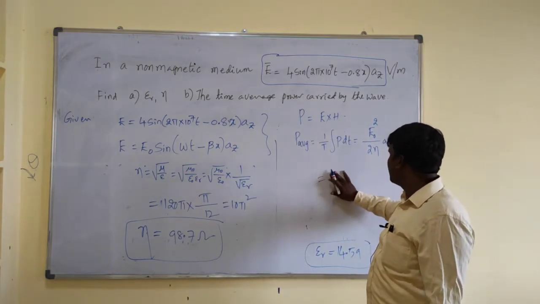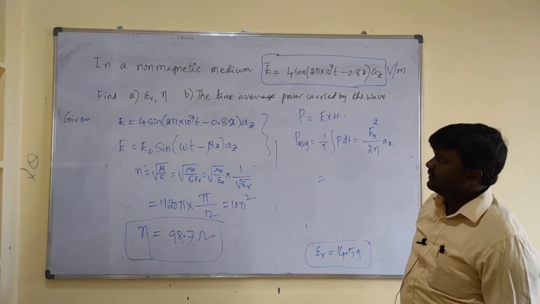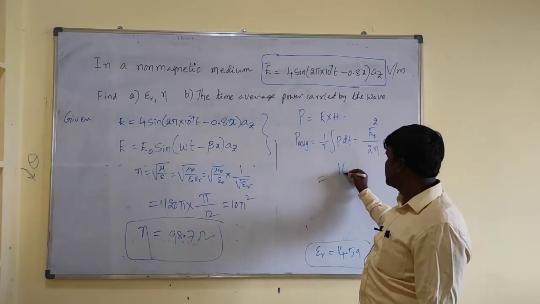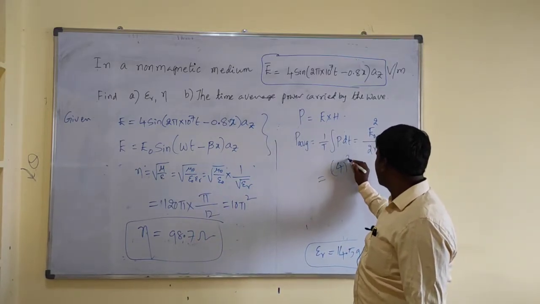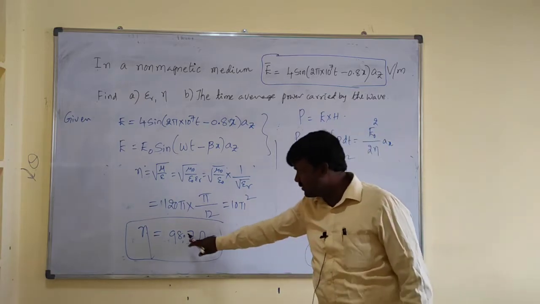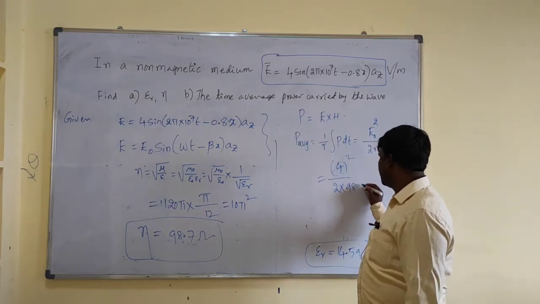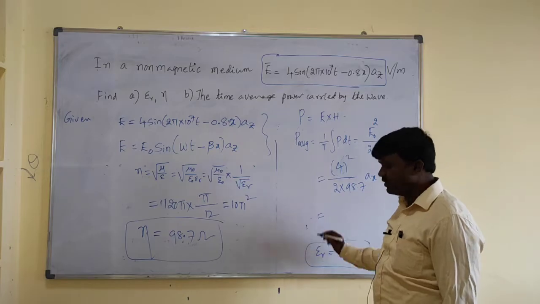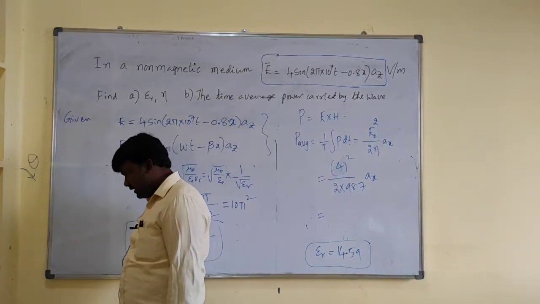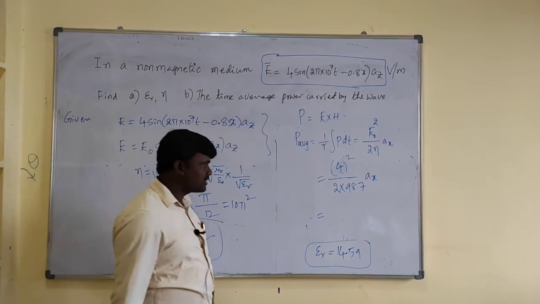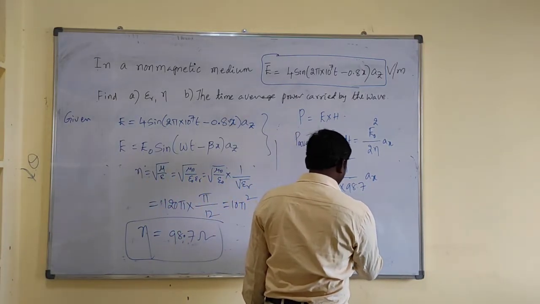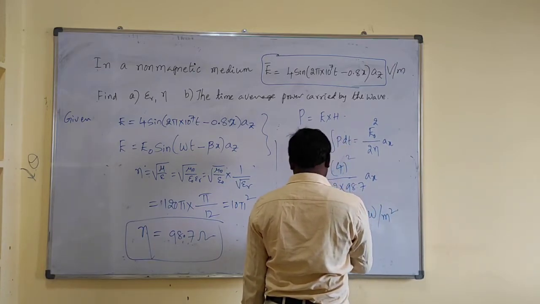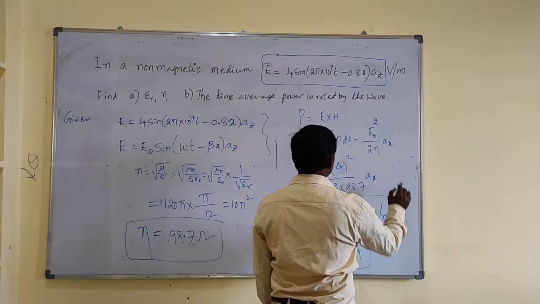Substitute these values. E naught is 4, so it is 4 whole squared by 2 eta, where eta is 98.7, in the ax direction. After simplification we get this value as 81 ax milliwatts per meter squared. So this is the calculation of the time average Poynting vector.